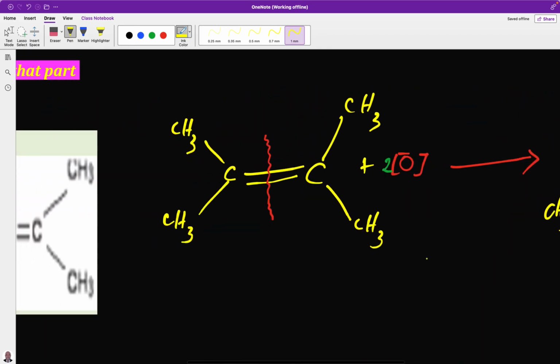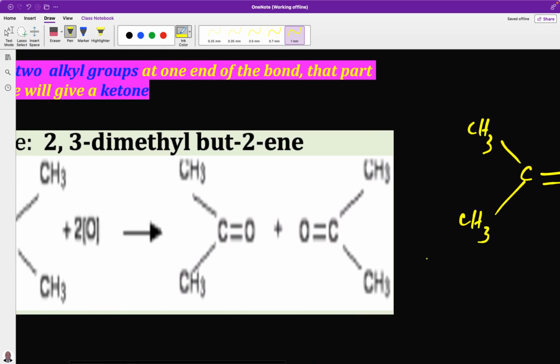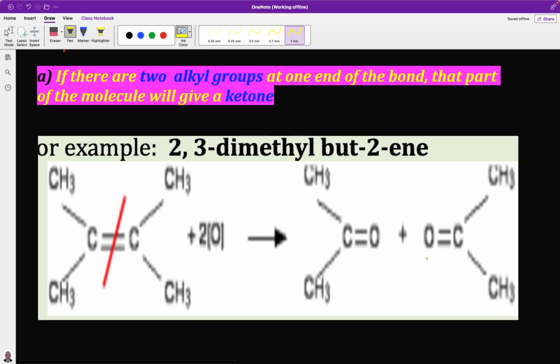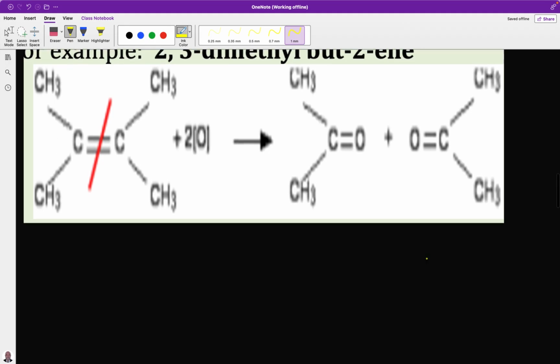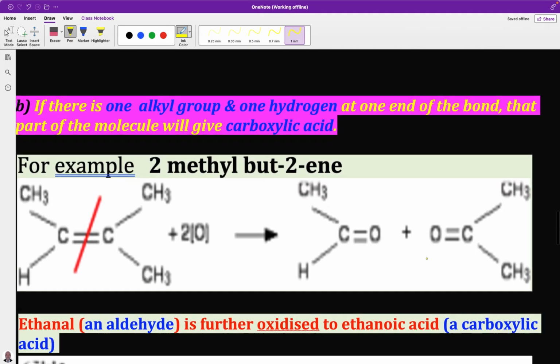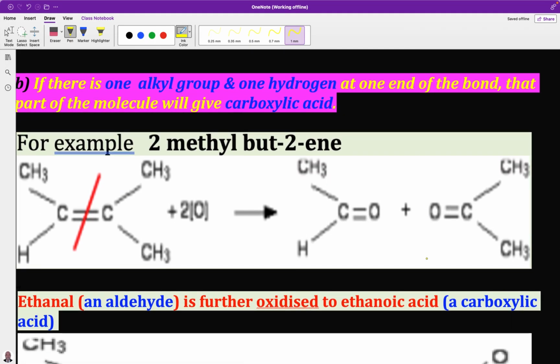So we are saying that under this harsh condition, where there are two alkyl groups at one end of the carbon-carbon double bond, the result is a ketone. Condition number 2: if there is one alkyl group and one hydrogen at one end of the bond, that part of the molecule will give a carboxylic acid.